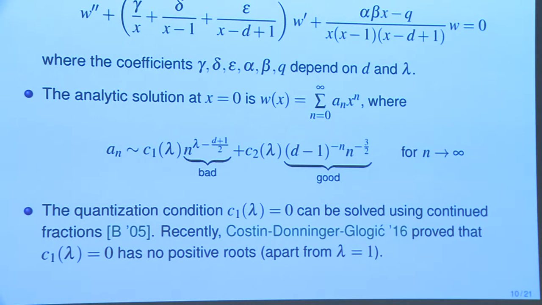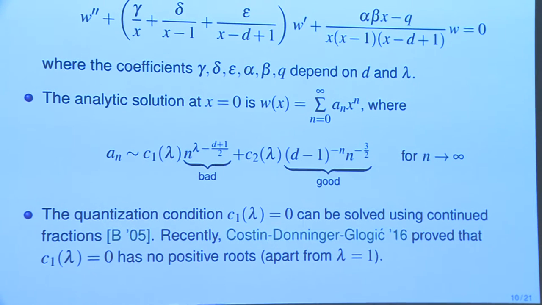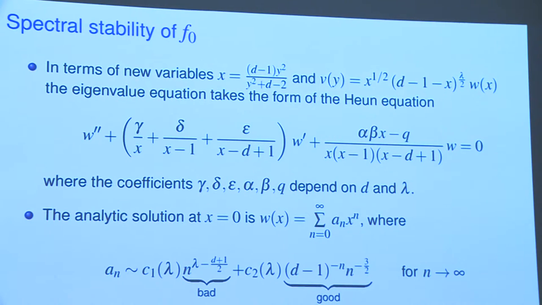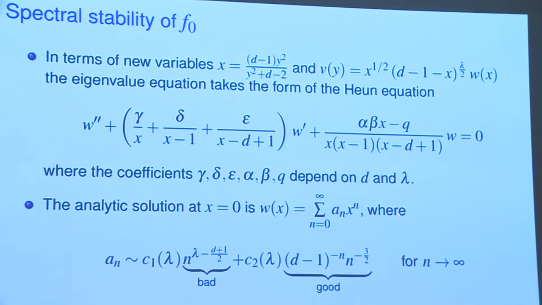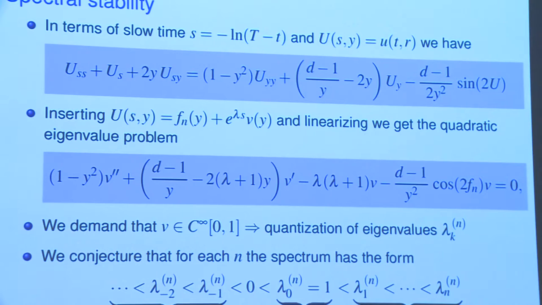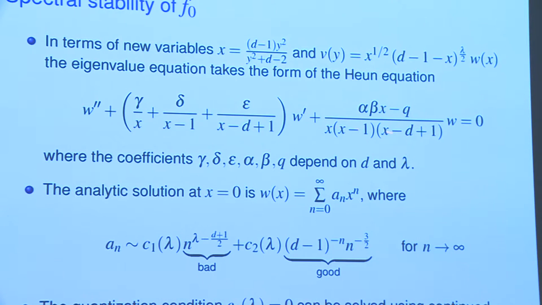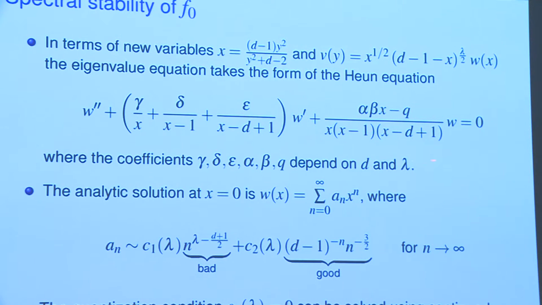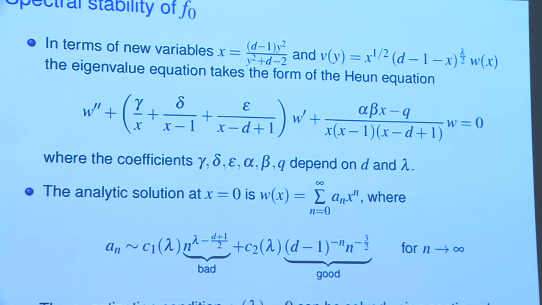So what is the evidence for this conjecture? First, let me discuss the explicit solution, F0, for which this conjecture applies as well. In this case, we have the luxury that we know this solution in closed form, and we can change variables like this. Then the equation we had here becomes a so-called Heun equation, which is a generalization of a hypergeometric equation, and it has four singularities at 0, 1, d minus 1, and infinity. But this is not very helpful because the so-called connection problem for the Heun equation is unsolved, in contrast to the hypergeometric equation. I mean, it's not helpful in terms of proving this conjecture.